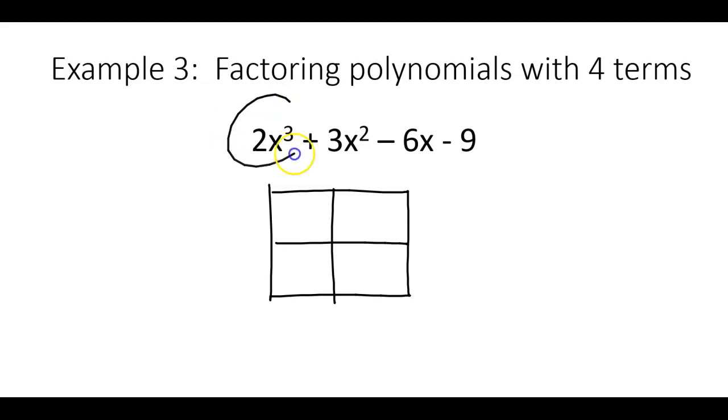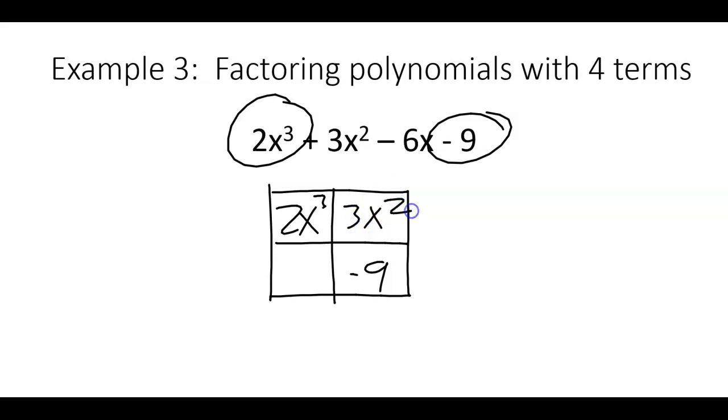So first term, once again, is going to go here. Last term, once again, is going to go here. The other 2 terms, it doesn't really matter where you put them. Just put them somewhere in there. Just like that. All right. Now what you're going to do is you're going to take out what each row has in common. So what do I mean by that?